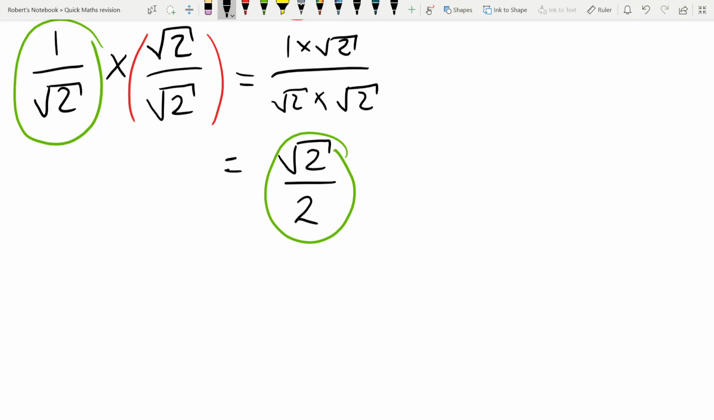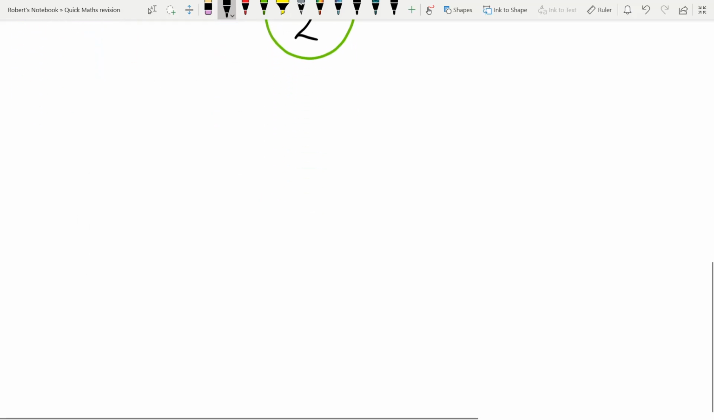And what we'll see is that this is deemed as the nicer form, but both of them are completely valid as a number. They are the same number. All we've done is move that square root so that it's on the top and we have a whole number on the bottom. So let's do another example of this.